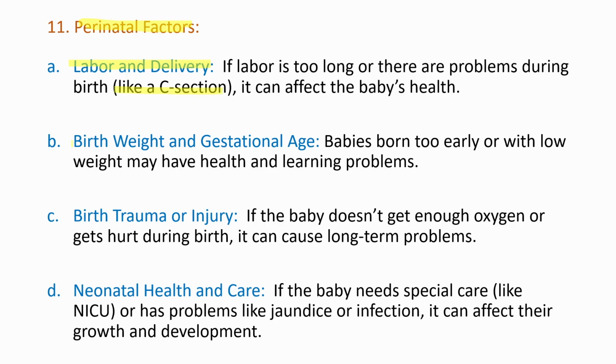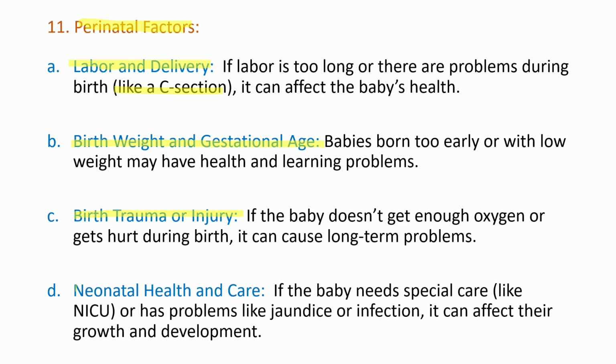Then second one is birth weight and gestational age. Babies born too early or with low birth weight may have health problems and might face challenges in learning or growing properly. Then third one is birth trauma or injury. Sometimes babies can get hurt during birth or may not get enough oxygen, and this can lead to long-term problems with growth and development.